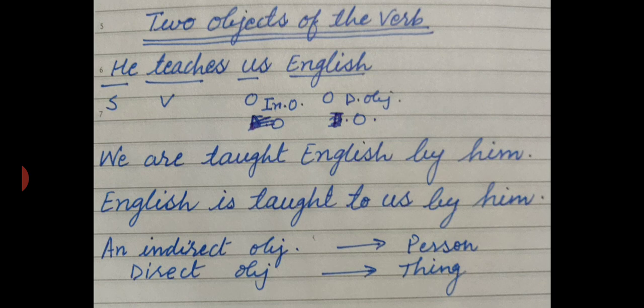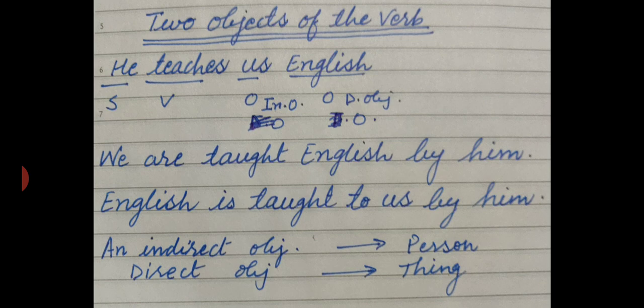We are, third form of verb, teach, taught. We are taught English. See, the direct object comes as it is with the third form of verb. And then you have to change the subject of active voice into the new object of passive. Before that we are to use by. So, we are taught English by him.